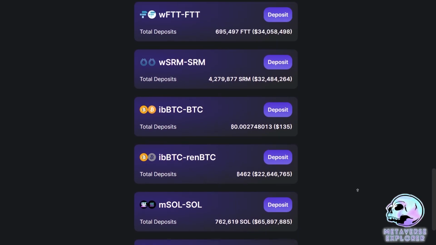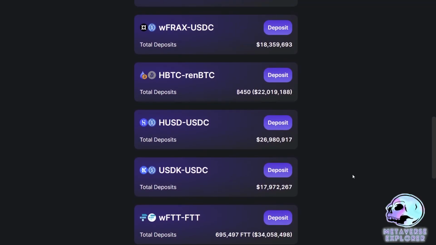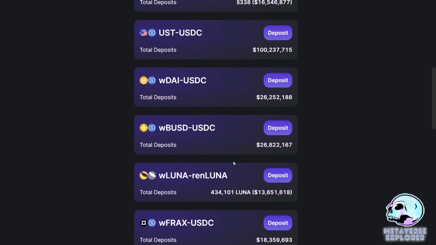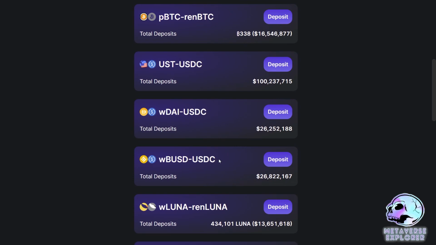So for now, let's add something to a pool. This is the USDC and Binance stablecoin. It's a wrapped version, so it's not the native Binance stablecoin, it's the Solana wrapped stablecoin. There's currently $26 million in there at the moment.